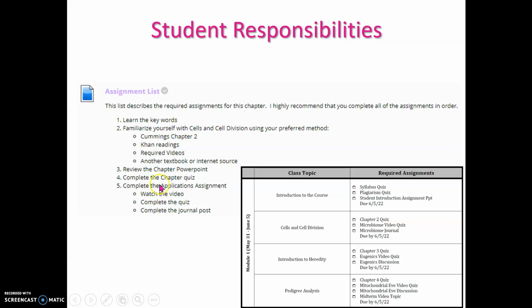So under the concepts, you'll find all of these things as well as the quiz. Under the applications, you'll find some videos and a quiz and a journal or discussion prompt for you to read, okay? So on any given assignment, here's cells and cell division, you have 3 to 4 assignments to complete. So the concepts quiz, the applications video quiz, and then a journal, okay? Concept quiz, application video quiz, journal.